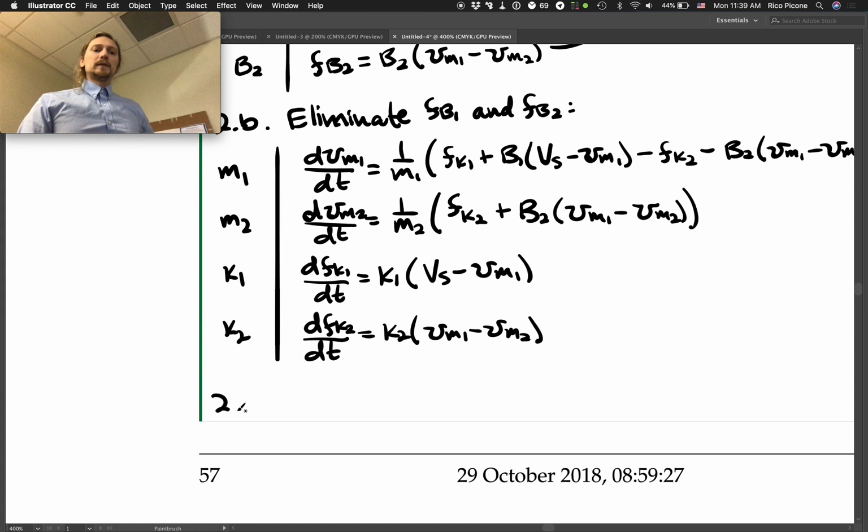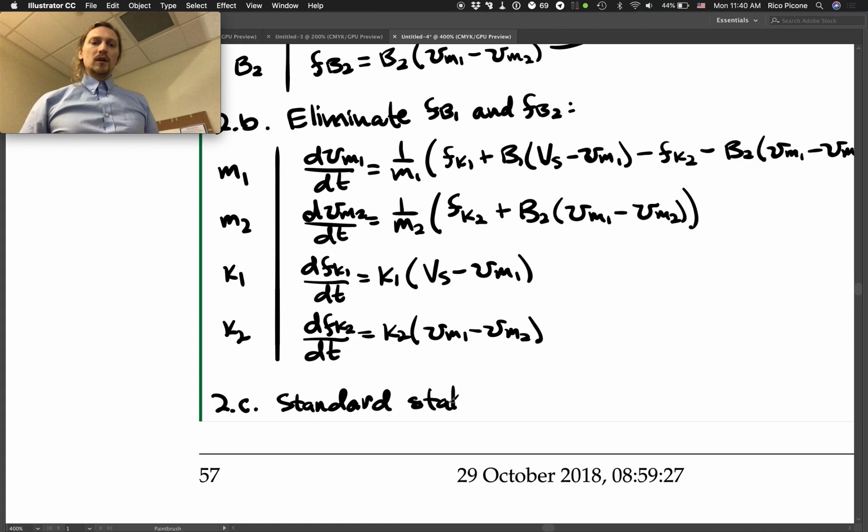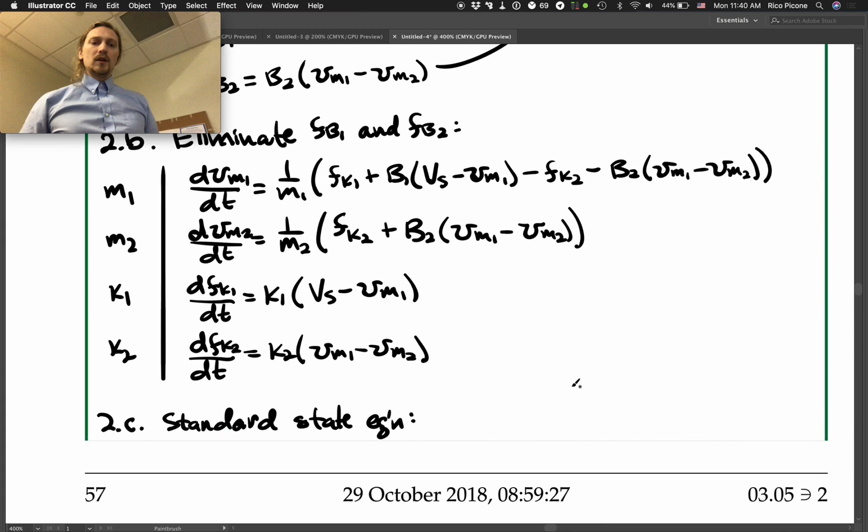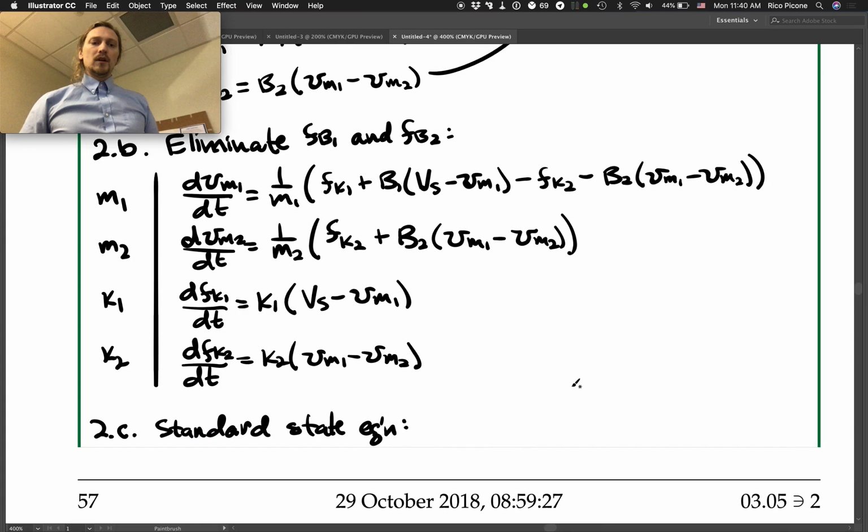So I'll start it here. 2c. Oh, I got paused again. That's fun. 2c. Let's do the standard state equation. I never look cool when it gets paused. Maybe that's because I never look cool. I'm not sure, but I feel like maybe cooler than these stills depict.